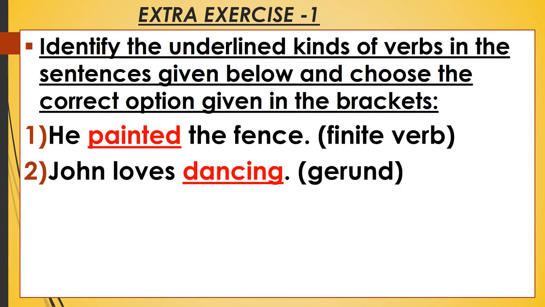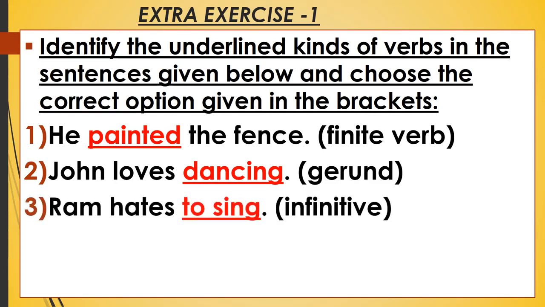Number 2. John loves dancing. So here the word dancing is a gerund because a gerund ends with ing and here it is used as an object. Number 3. Ram hates to sing. So to sing is here an infinitive verb, and it is not working as a verb. And infinitive verbs are preceded by the particle to.